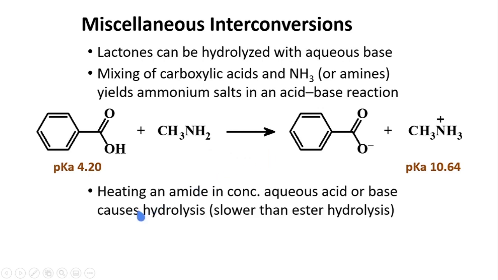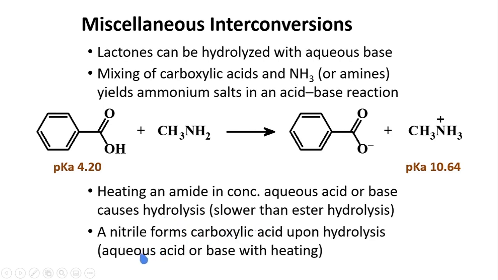Heating an amide in concentrated aqueous acid or base causes hydrolysis. You will form a carboxylic acid and an amine. However, this process is very slow compared to ester hydrolysis. A nitrile forms carboxylic acid upon hydrolysis with aqueous acid or base with heating. I have discussed this already during the topic of aldehydes and ketones.